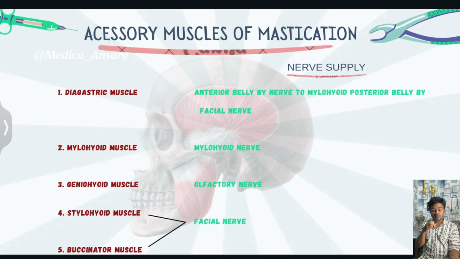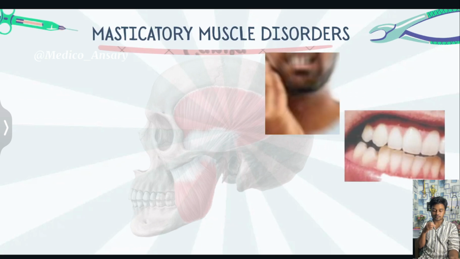Now some accessory muscles of mastication with their nerve supply. Digastric muscle: anterior belly by nerve to mylohyoid, posterior belly by facial nerve. Mylohyoid muscle: nerve supply is the mylohyoid nerve. Geniohyoid muscle: olfactory nerve supply. Then stylohyoid muscle and buccal muscles are supplied by the facial nerve.